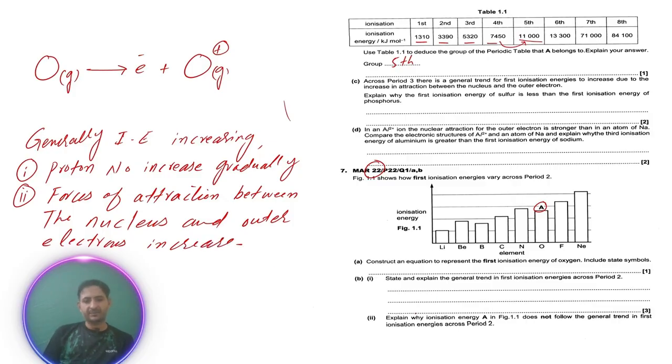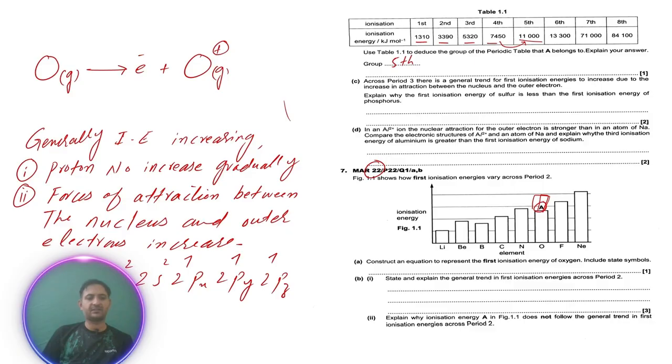Explain why ionization energy A in the figure does not follow the general trend. Here we can say oxygen and nitrogen. It must be higher, but you can see it is lower. Listen, if you check the electronic configuration of nitrogen, atomic number 7, 1s2, 2s2, 2px, 2py, 2pz, so one electron in 2px, one in 2py, one in 2pz.